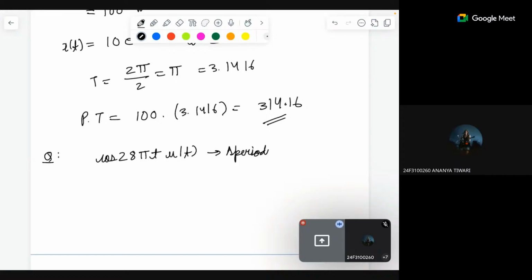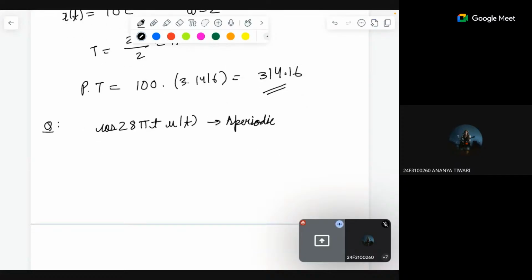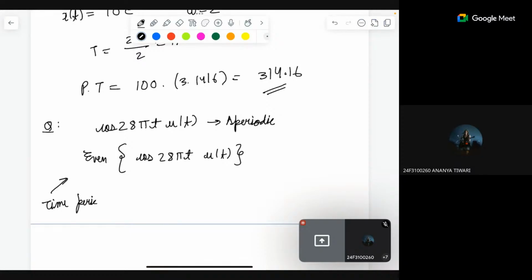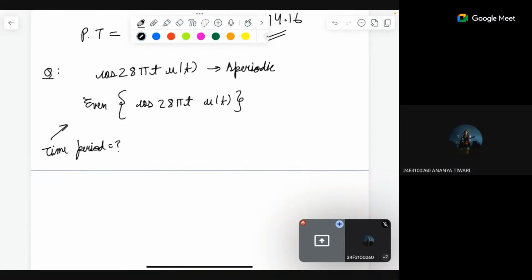Now I want you to tell me the period of the following signal. The signal is the even part of cos(28 pi t) u(t). So this is the signal. You first check whether it is periodic or aperiodic, and if you find that it is periodic, tell me the time period of this signal. Is the question clear? Yes, ma'am. Okay, so I will give you 4 minutes. Please start.